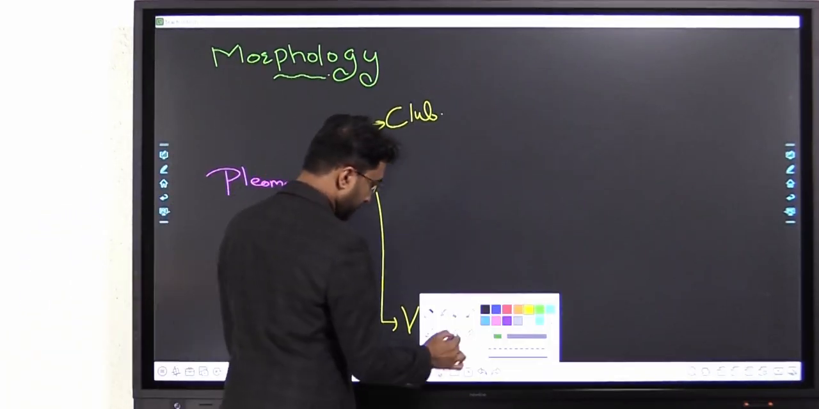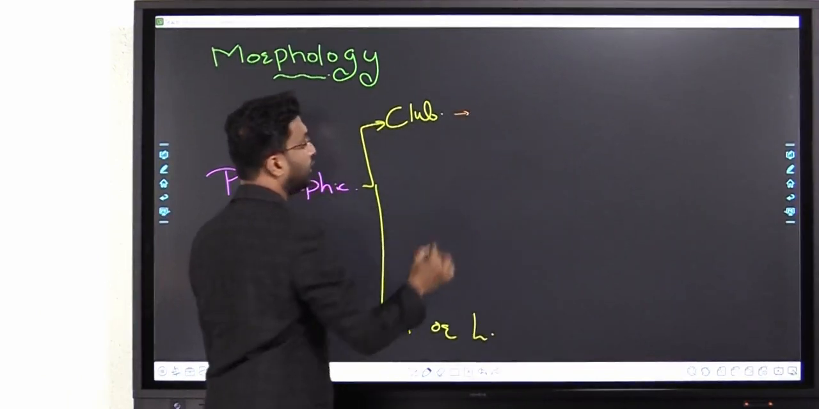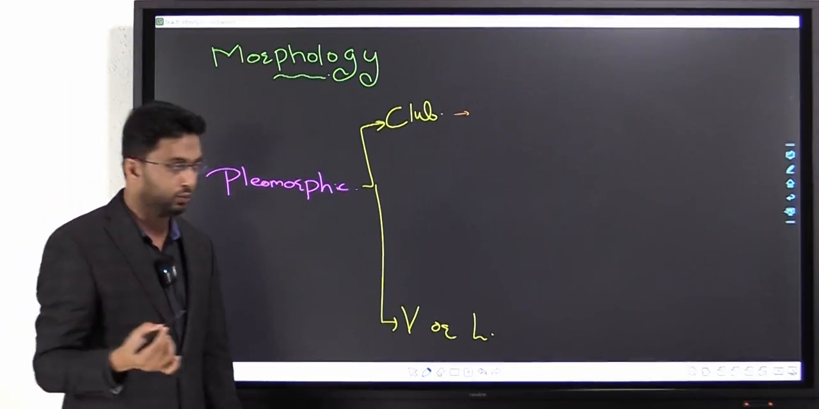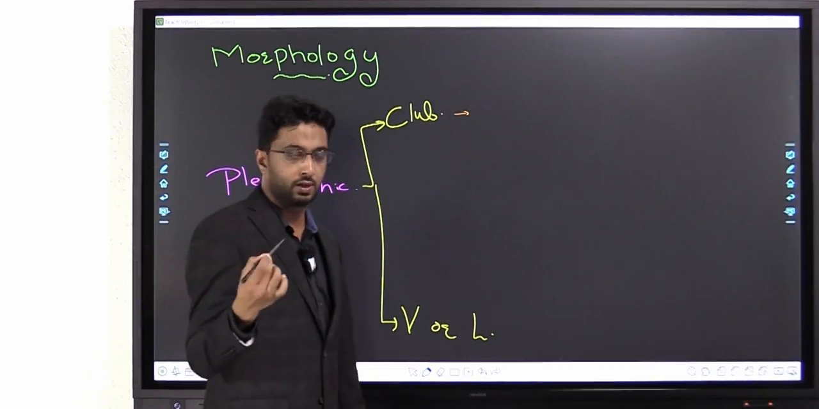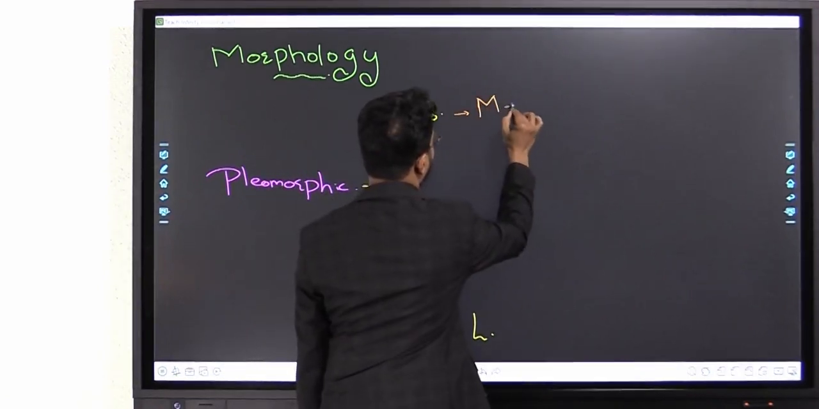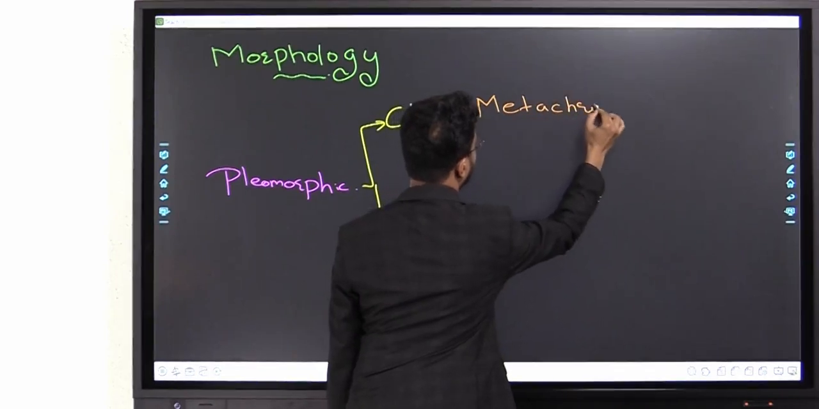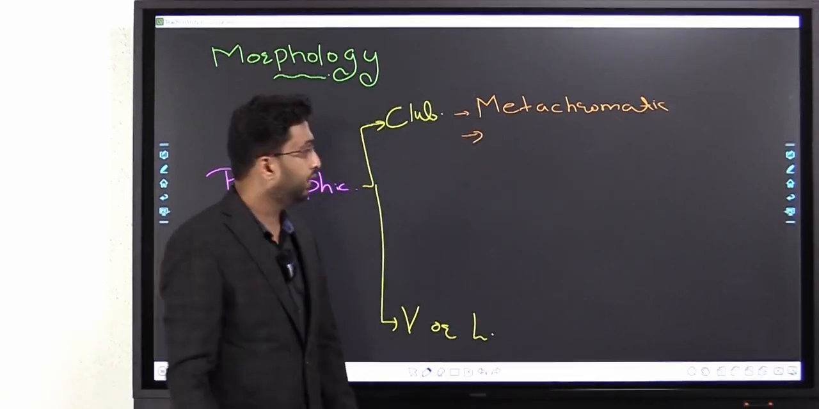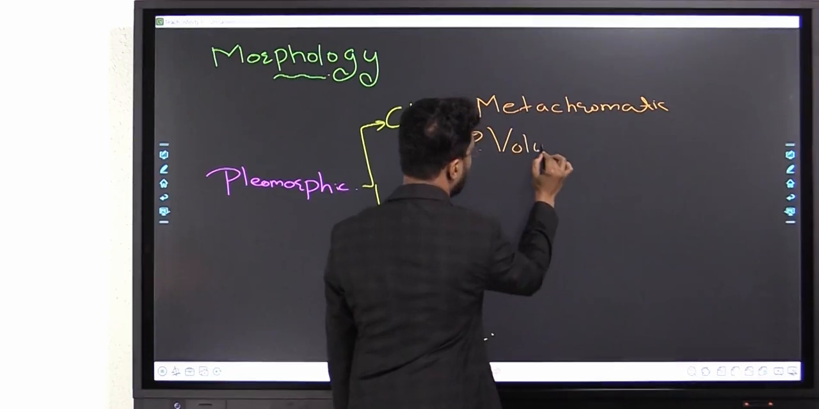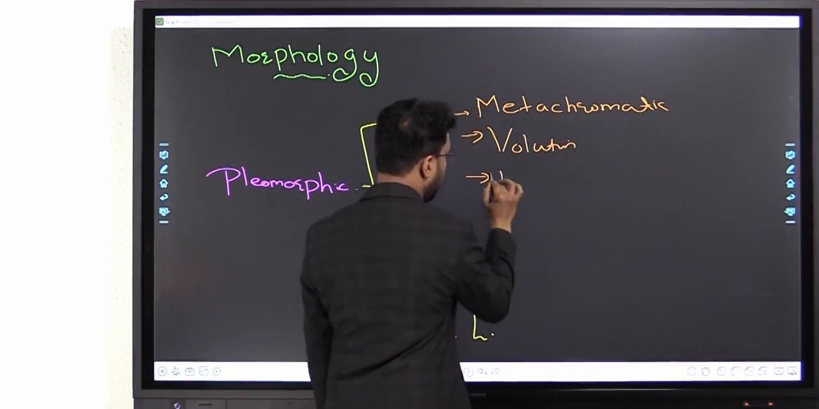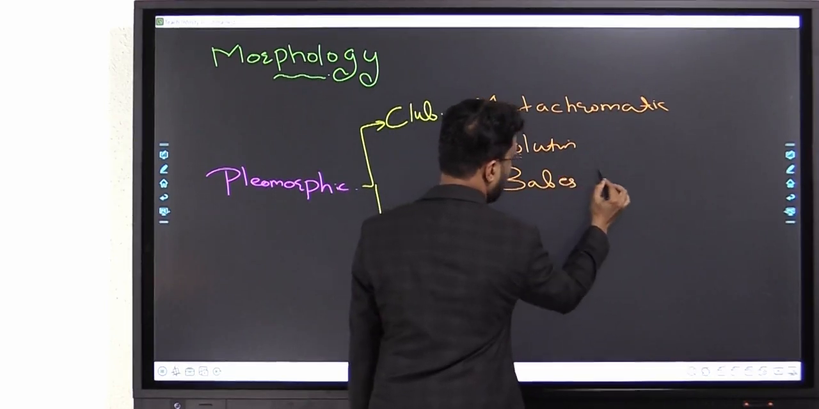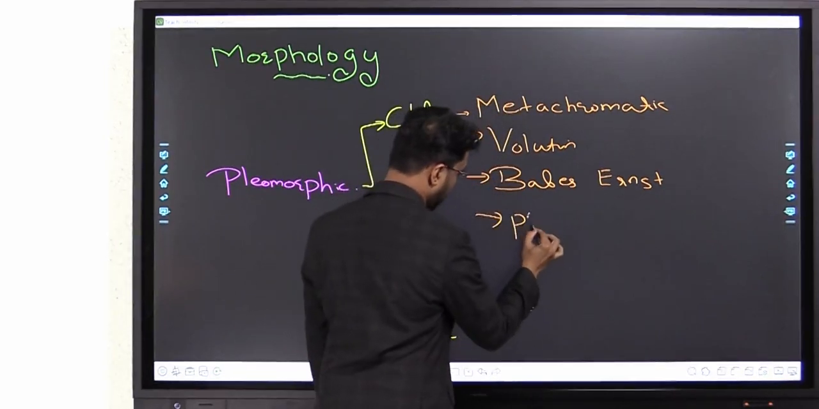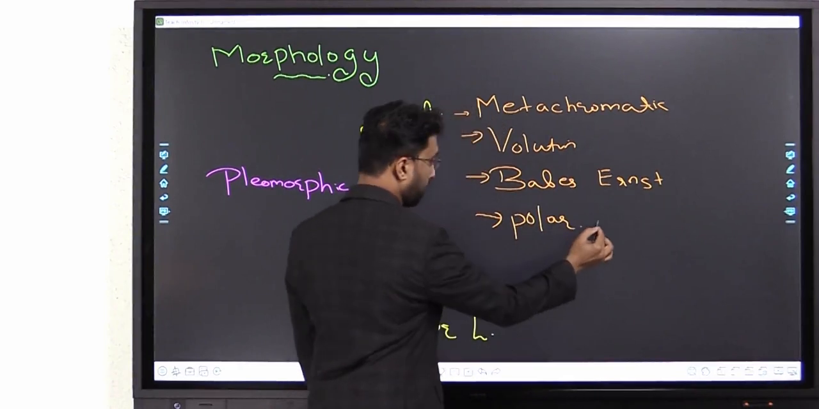What is the reason for this club shape? It is the presence of granules on either end or both ends. What is the name of these granules? We'll go into the pictures of this very soon. It's called metachromatic granules, metachromatic because of the color. Or it's called volutin granules, or Babes-Ernst granules, or polar bodies.